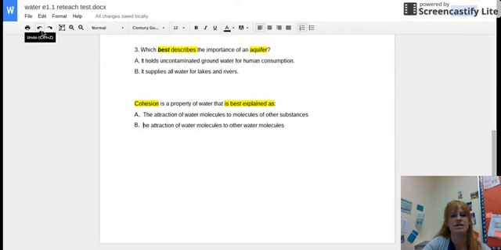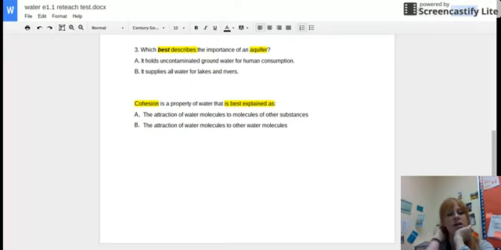So A says the attraction of water molecules to the molecules of other substances, or what was once C and now changed to B on me, the attraction of water molecules to other water molecules. One of these is describing cohesion and another one is describing adhesion. The way I remember them is adhesion sounds like adhesive, as in adhesive tape. You use adhesive tape to stick something to something else. So adhesion is when water sticks to something else. But then cohesion, I think of co or cooperate. So the water is cooperating with itself and sticking to itself.